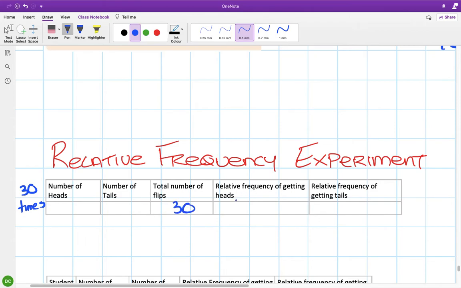And here we're going to create the fractions, the relative frequency. Okay, so this is heads. So how many heads did you get? Whatever that number is, over 30. And here, this is tails. How many tails did you get? Over 30. Okay, so you can go ahead and do that now. Flip it 30 times and figure out how many heads and how many tails. Okay?